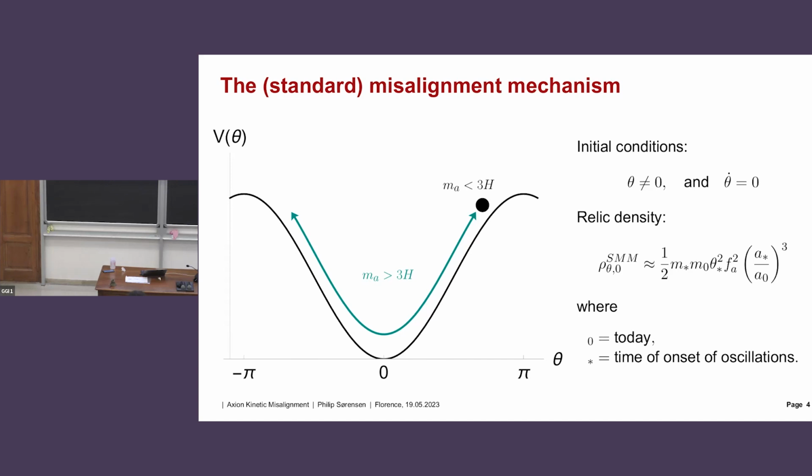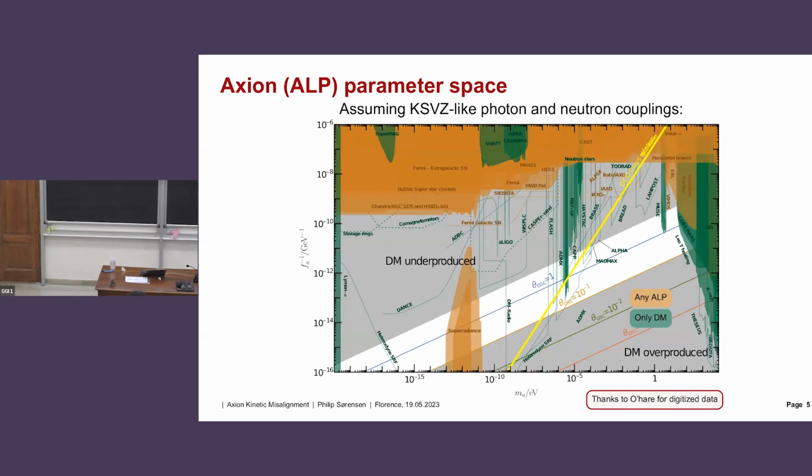So this is all standard. And what I want to point out here is that the relic you get scales with the decay constant. So if we look in the ALP parameter space, as you go to larger decay constants, then this tends to overproduce unless you tune your initial angle towards the minimum. And as you go to lower decay constants, where the ALPs tend to couple more strongly, then you underproduce the dark matter. So in this plot, I just assume the case of photon-like coupling.